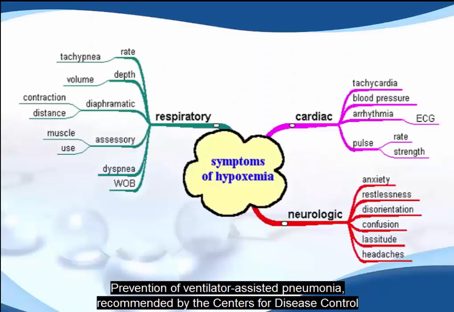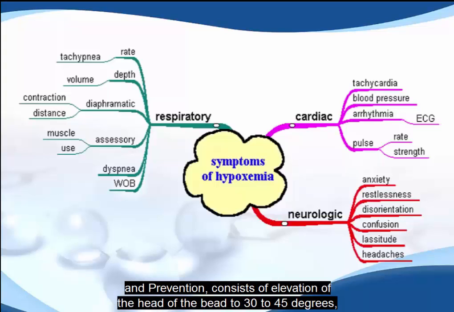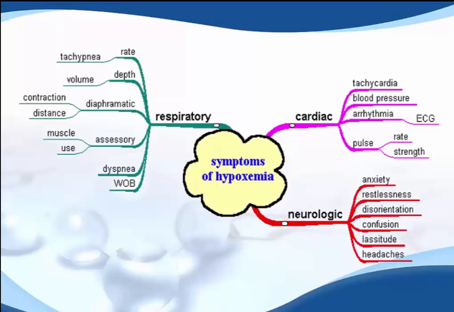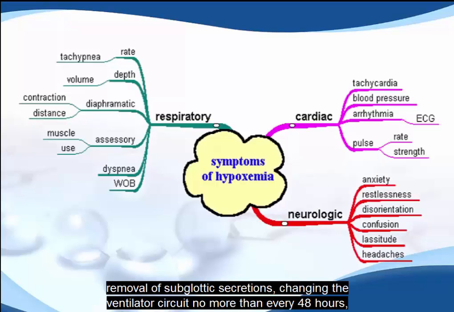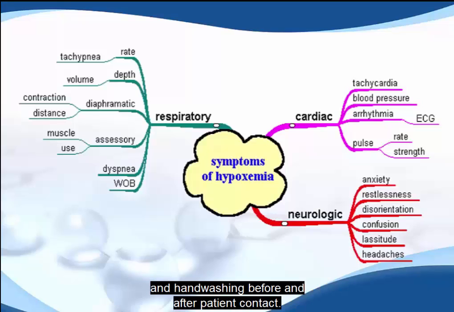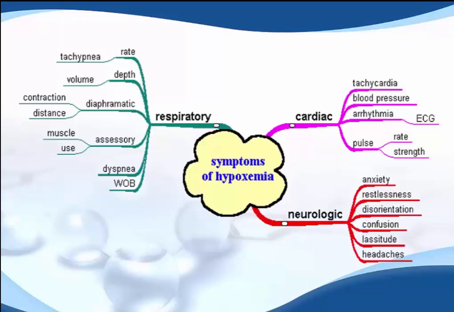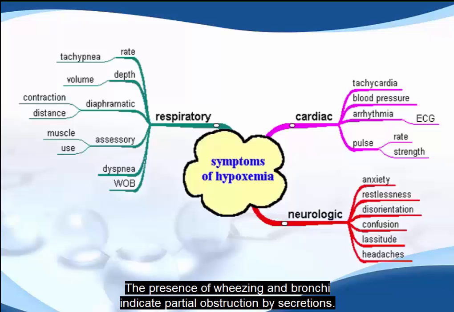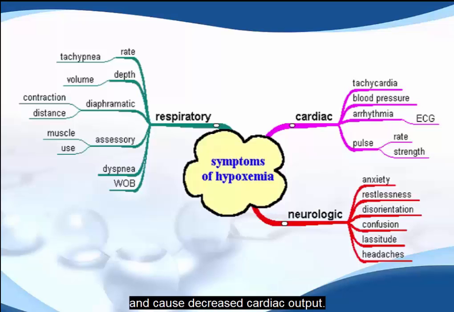Prevention of ventilator-associated pneumonia, recommended by the Centers for Disease Control and Prevention, consists of elevation of the head of the bed to 30 to 45 degrees, removal of subglottic secretions, changing the ventilator circuit no more than every 48 hours, and hand washing before and after patient contact. The presence of wheezing and rhonchi indicates partial obstruction by secretions. Increased intrathoracic pressure can inhibit blood return to the heart and cause decreased cardiac output.